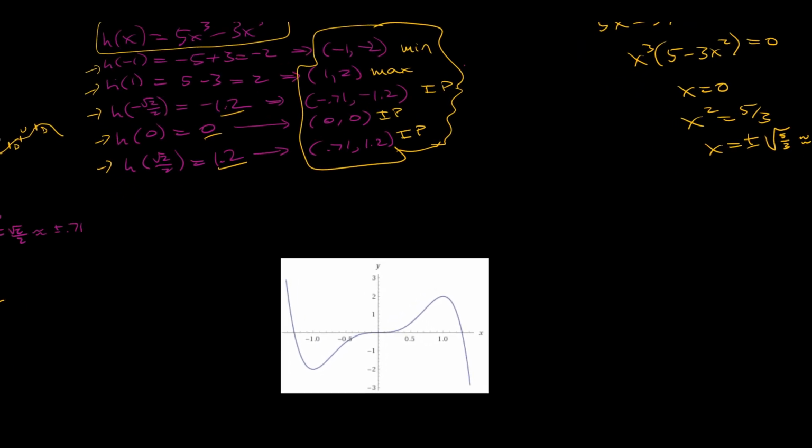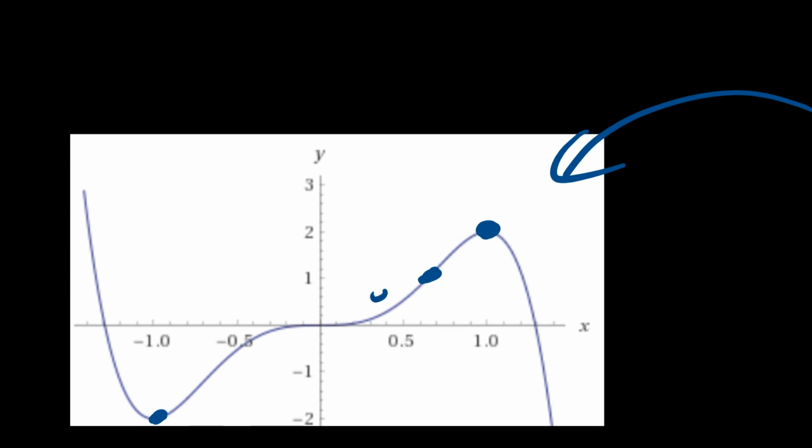So at -1, -2, it's down there. And at 1, 2, that's right there. I'm on this graph right here. And then at -0.71, -1.2, there's an inflection point there, which means that it's going from concave up to concave down right there. It's real subtle, but it is. So this is the inflection point.